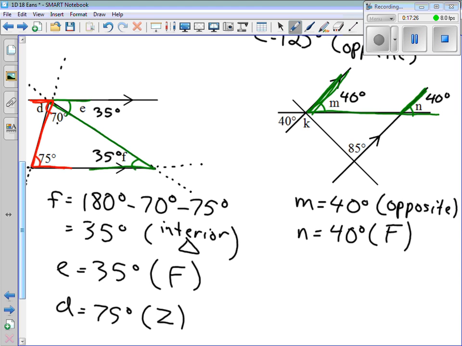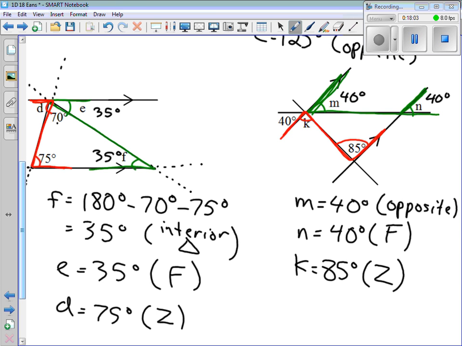We still got K here. How can we figure out K? Let's see. Yeah. We go like this, this, and then this. We've got a Z pattern here with that 85-degree angle. So K must equal 85 degrees. And oh, I almost wrote F there, but it wasn't an F, it was a Z pattern. All right, so there we go. That's using those angle properties.